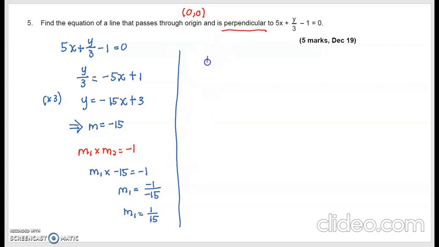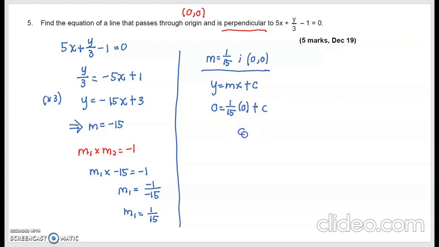So we already have the gradient, m equals 1 over 15. And the line passes through the origin. So y equals mx plus c, where y is 0, m is 1 over 15, c is 0 plus c. So c equals 0. Therefore, the equation of the straight line will be y equals 1 over 15 x plus c. c is 0. So y equals 1 over 15 x. So here will be the answer for question number 5.